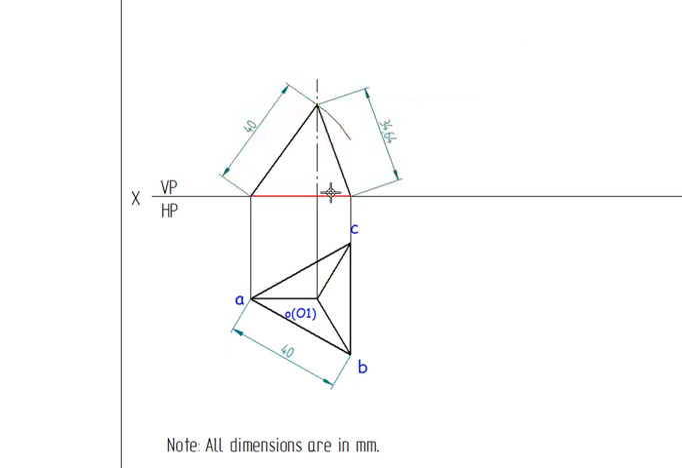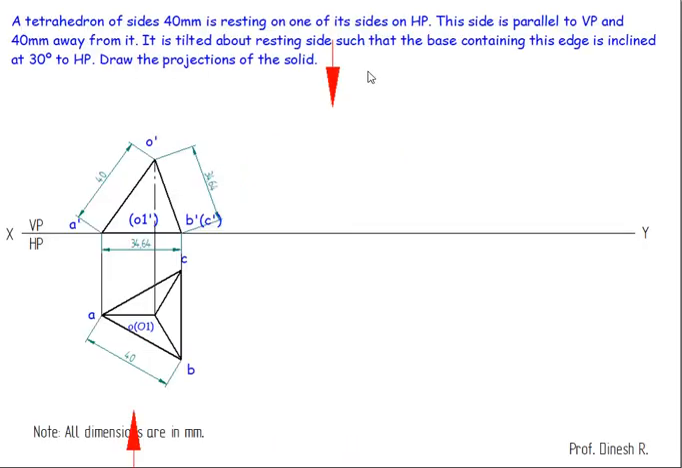This length is equal to 40. This is an apparent length, and this one is also an apparent length. So let's keep the annotations. Next, the side which is parallel to VP is 40 mm away from it. This condition is with respect to VP, so that comes in the third step.